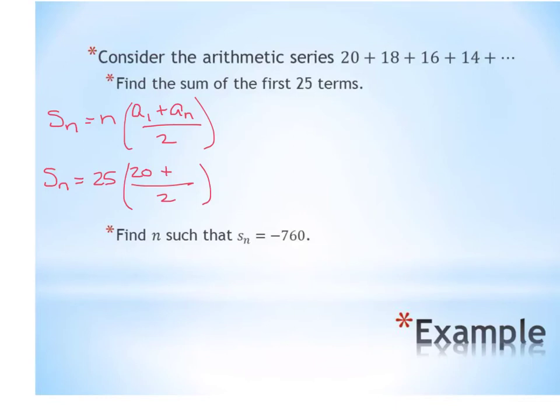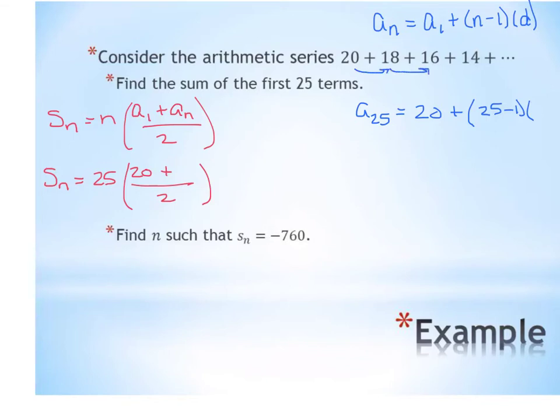So here's what we do. We use a sub n equals a sub 1 plus n minus 1 times d. We're looking for a sub 25, so we're just going to call it a sub 25. Well, a sub 1 is 20 plus, if I'm looking for the 25th term, that's going to be 25 minus 1. And do I know the difference? Look right here, what are we doing? Minus 2, or negative 2.